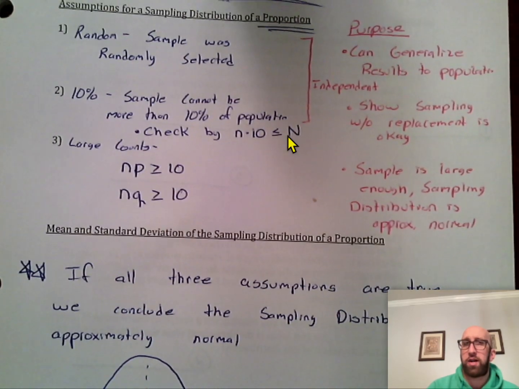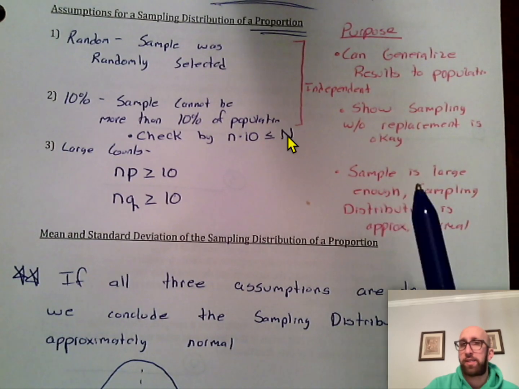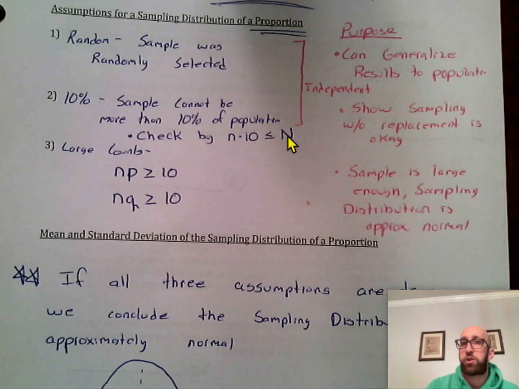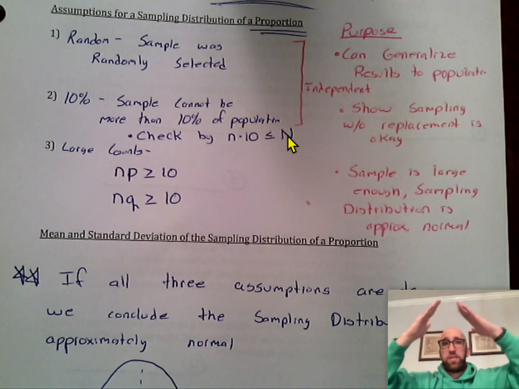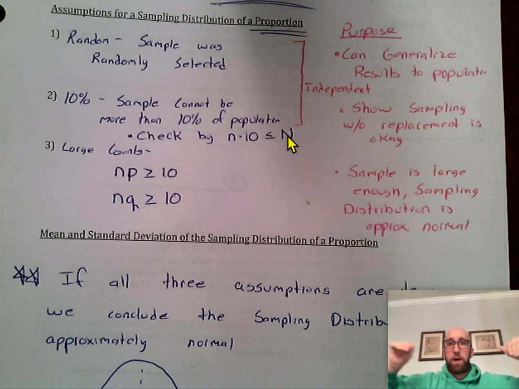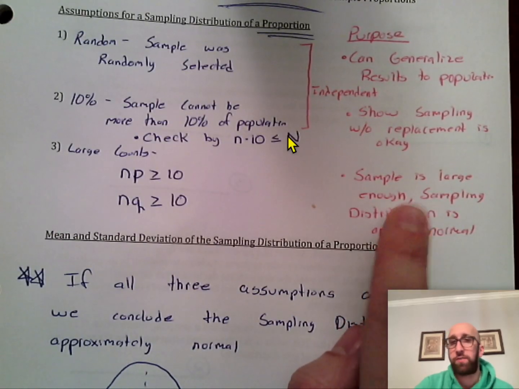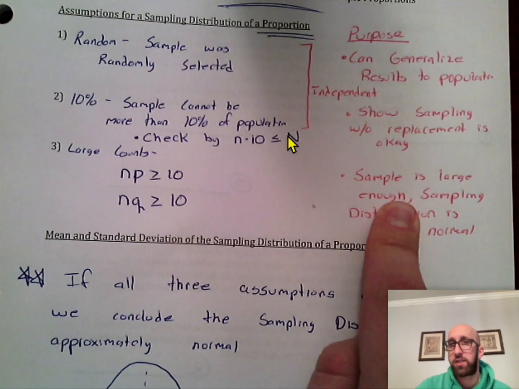Our third assumption is a big one. This is making sure our sample is large enough, and it's going to make sure our sampling distribution is approximately normal. So you might have had me show you in class, why did some of our sampling distributions end up looking nice and pretty and get that nice, pretty bell curve? And then why did some just look like an absolute train wreck? Mostly what I was violating is this third assumption.